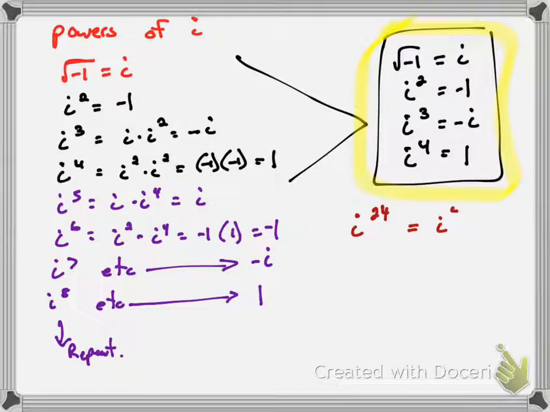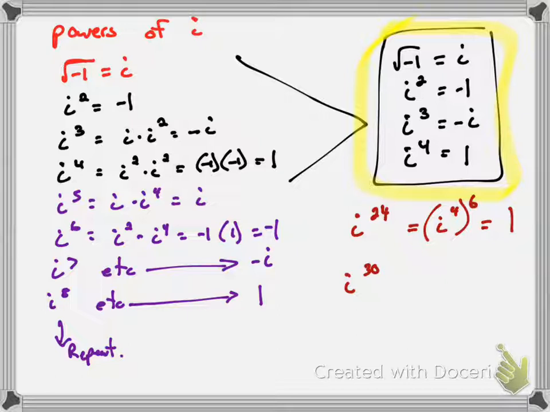So if we now have a problem, i to the 24th. Well, if it repeats every 4, how many times does 4 go into 24? Well, we kind of know that. 4 goes into 24 6 times. So that's i to the fourth 6 times. Well, what's i to the fourth? Positive 1. Positive 1 to the 6th power means 1 times 1 times 1 times 1 times 1 times 1, and all that equals 1.